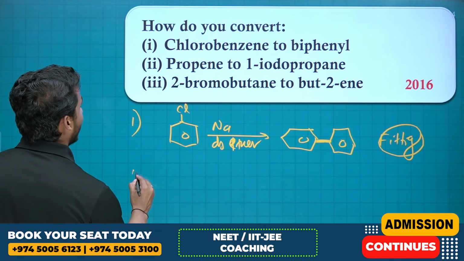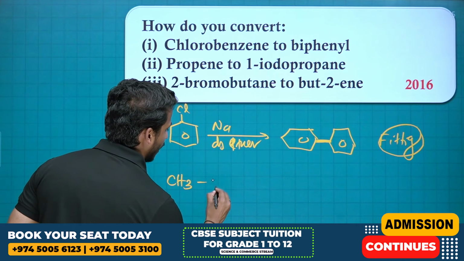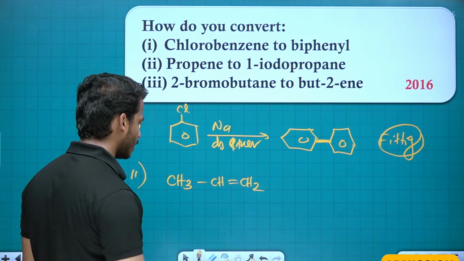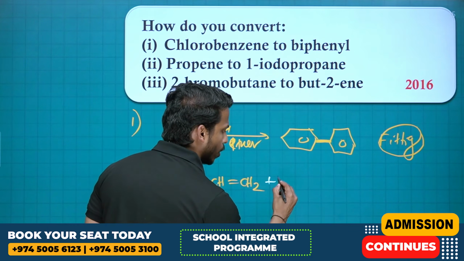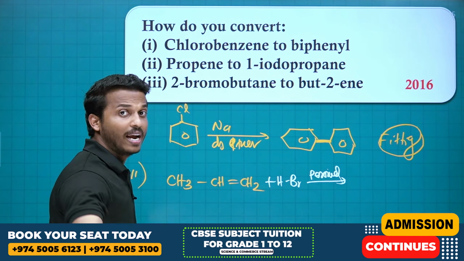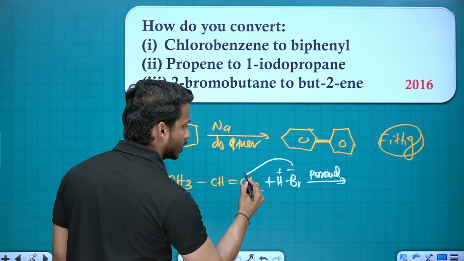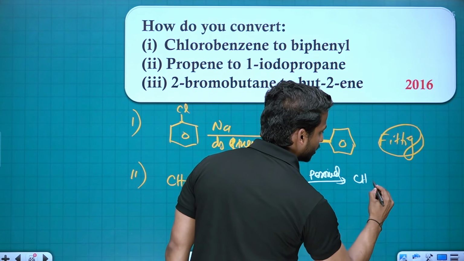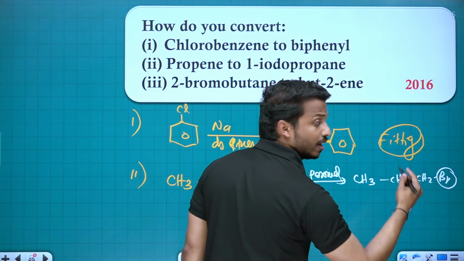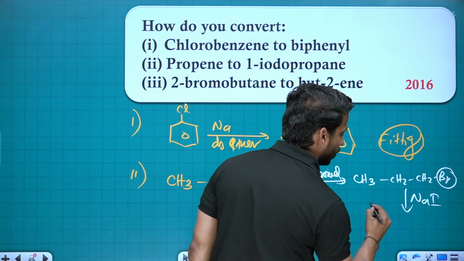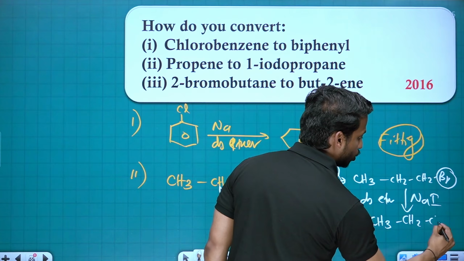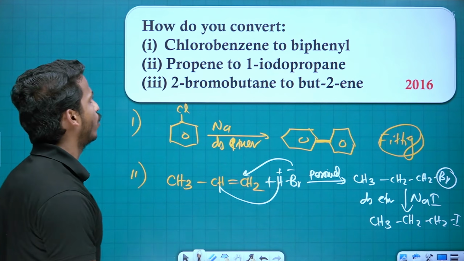Okay. Next, the second is propene. Let me take propene. Propene to 1-iodopropane. Simple reaction, my dear. Directly it is not possible. Let me add HBr in the presence of peroxide. What is this rule? This is our anti-Markovnikov rule. Negative goes to this carbon, positive goes to this carbon. You will get CH3CH2CH2Br. Now, but the bromine we want to interchange with iodine. So we can use sodium iodide in dry ether. So we will get CH3CH2CH2I. Right? You will get 1-iodopropane.